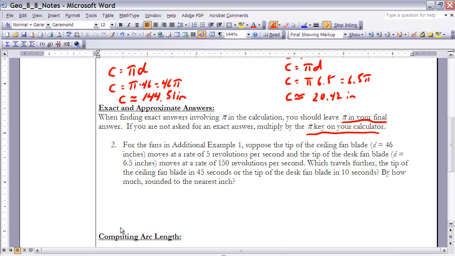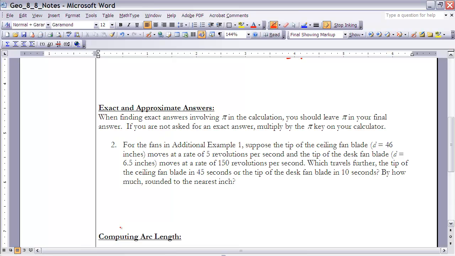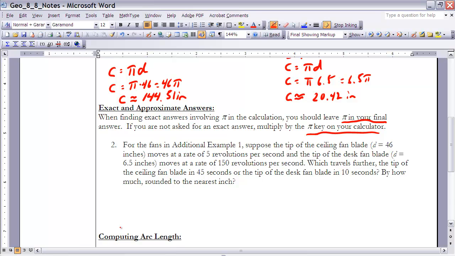All right, so let's take a look at example 2 here. It says, for the fans in example 1, suppose the tip of the ceiling fan blade, 46 inches, moves at a rate of 5 revolutions per second, and the tip of the desk fan blade moves at a rate of 150 revolutions per second. Which travels further, the tip of the ceiling fan in 45 seconds or the tip of the desk fan in 10 seconds? By how much, rounded to the nearest inch?